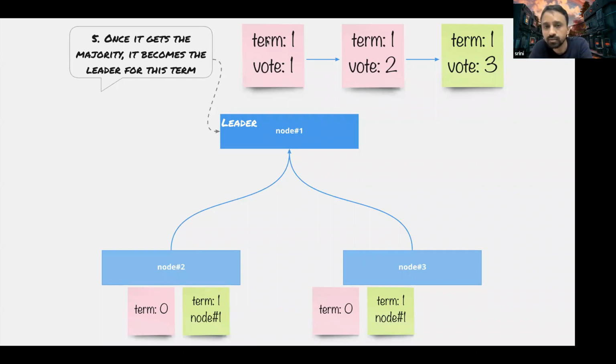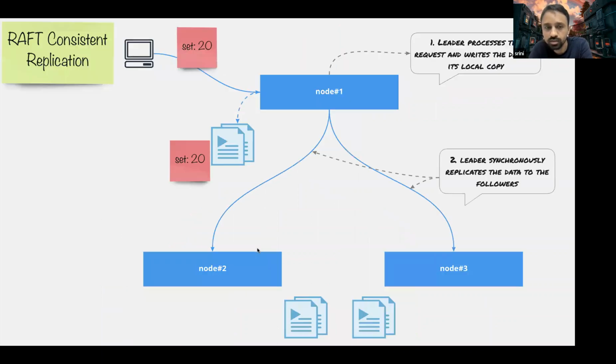Initially it starts with term 1, vote 1, when it votes for itself. And then once it starts receiving votes from the rest of the nodes in the group, the number of votes would get incremented. And then once it has the majority of votes, it becomes the leader. And the rest of them would be followers in the Raft group, and the leader would continue to send heartbeat information to the rest of the nodes in the system. So that's the leader election process.